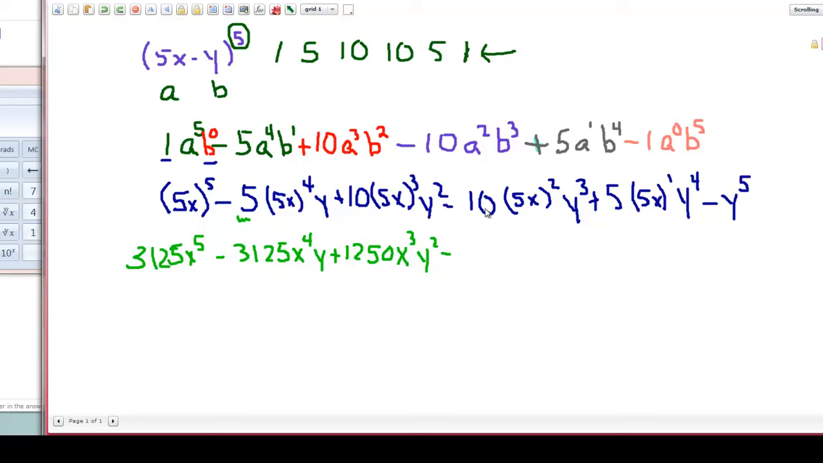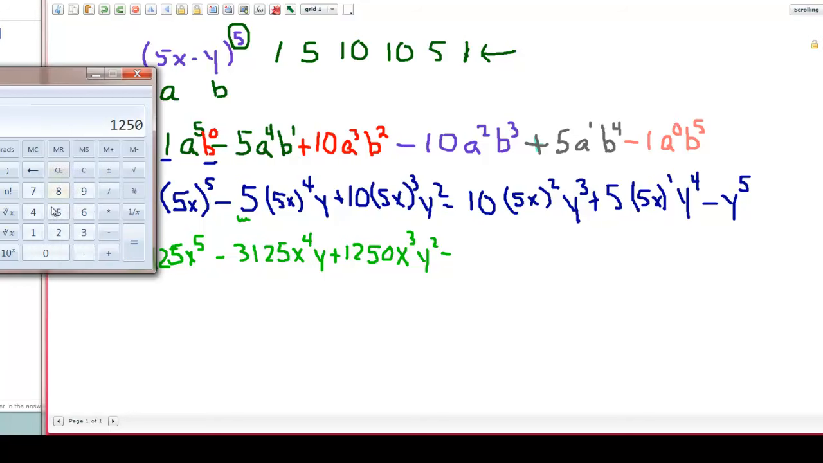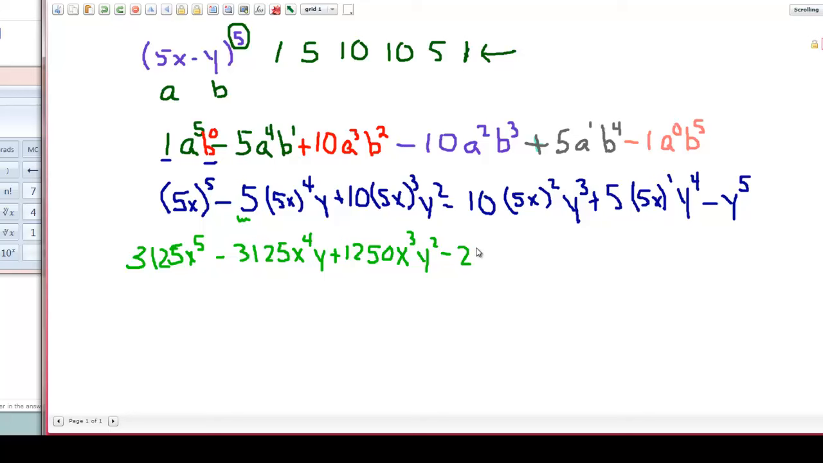And next, 10 times 5 squared. Okay, so 10 times 5 squared. Oops, almost got the squared. 250. So 250 this time. X to the 2nd. Y to the 3rd.